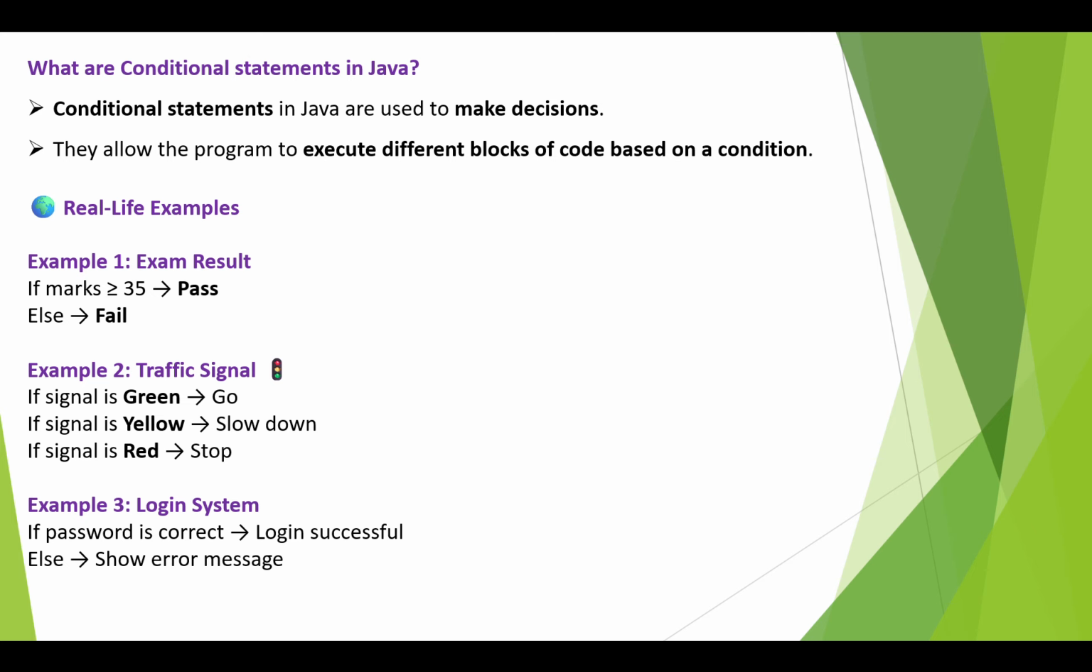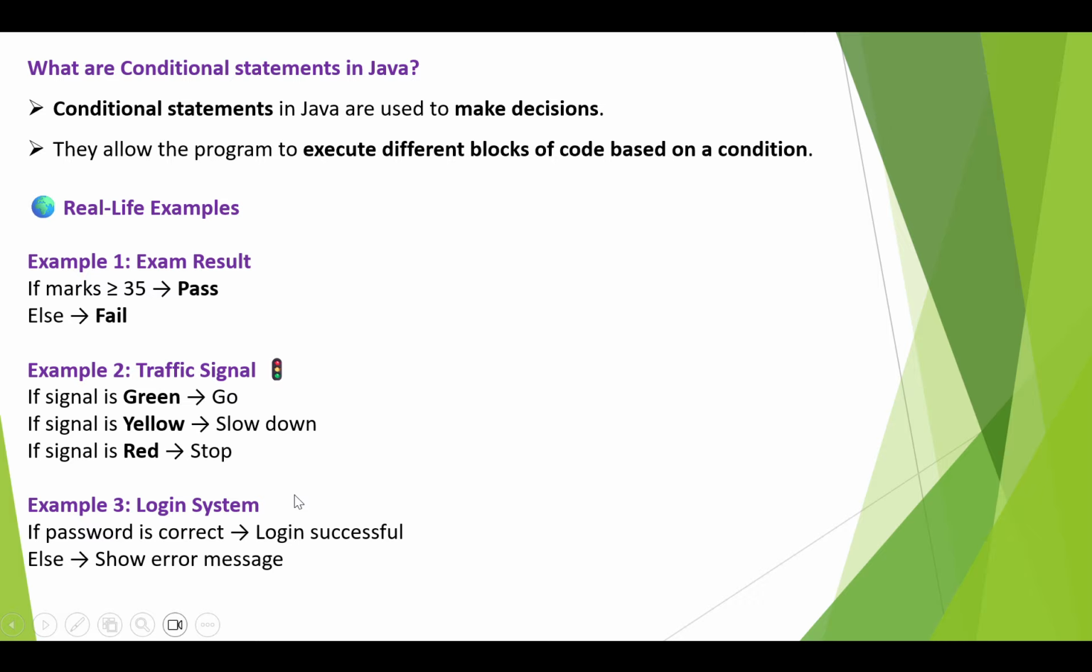Now let's have a look at the second example also, traffic signal. If signal is green, we can continue with our current action. If signal is yellow, we need to slow down. If signal is red, we need to stop. So these are the different conditions we have, and based on these conditions, we are trying to perform different actions.